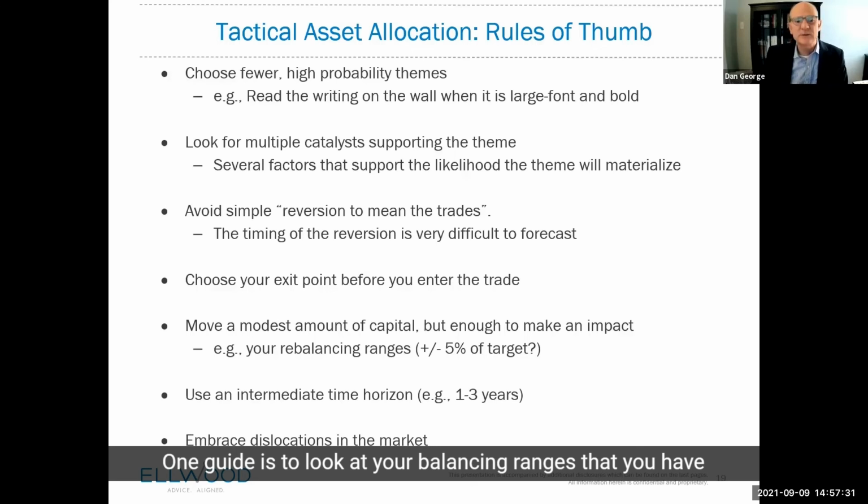One guide is to look at your rebalancing ranges as you have asset allocation targets with a plus or minus 5 percentage point allowable range around each asset class, perhaps.